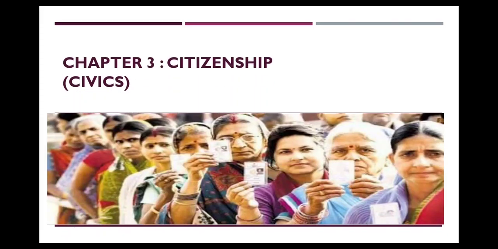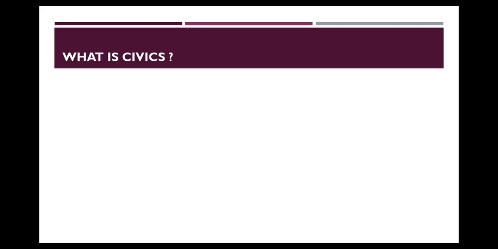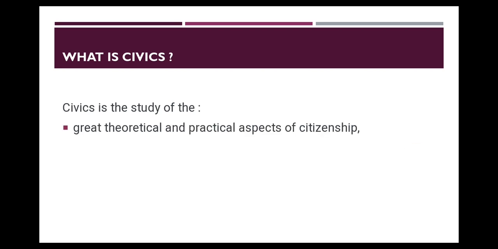Chapter 3 Citizenship Civics. Before starting our chapter, let's learn what is civics. Civics is the study of the great theoretical and practical aspects of citizenship, its rights and duties. Rights are the benefits which we get from our government. For example, we have the right to education, right to travel, right to vote, right to speech, etc.